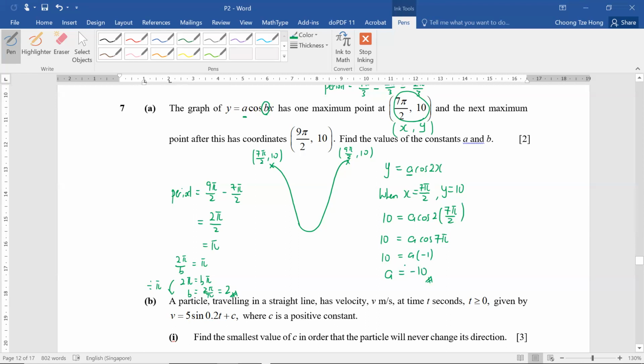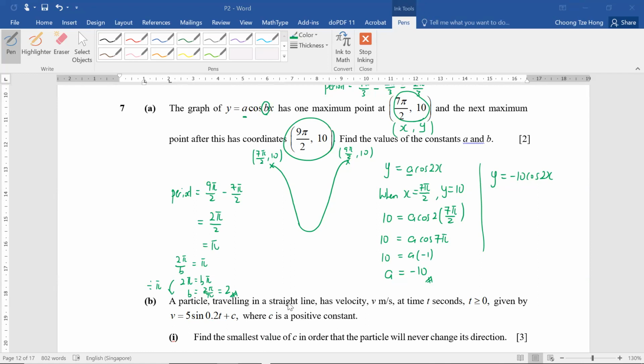So a is negative 10, b is 2. So the equation is y equals negative 10 cosine 2x. And one maximum point is at 7 pi over 210, the next one is at 9 pi over 210. Keep this in mind because I will bring you to decimals now and we will draw this graph, y equals minus 10 cosine 2x.